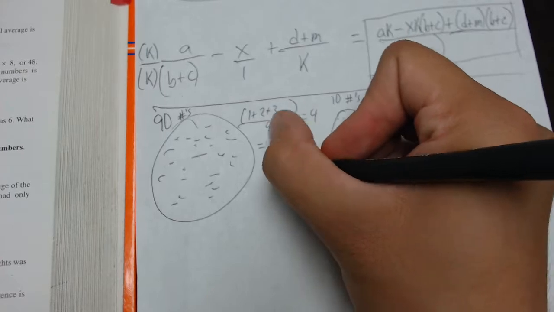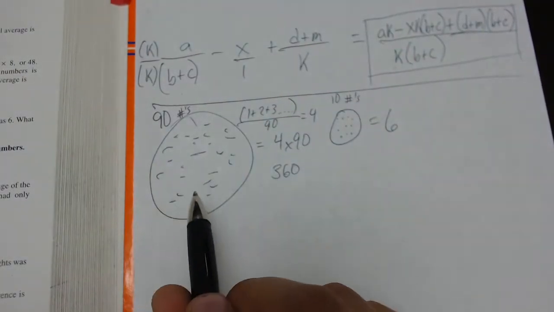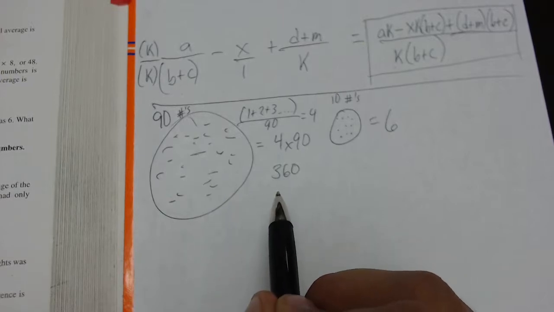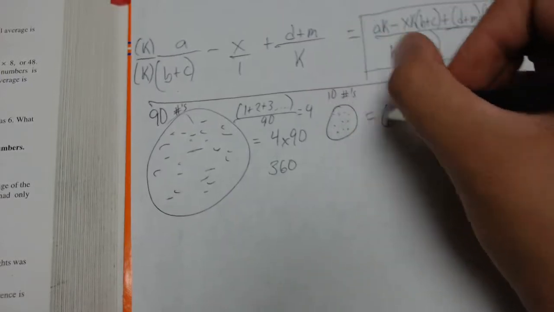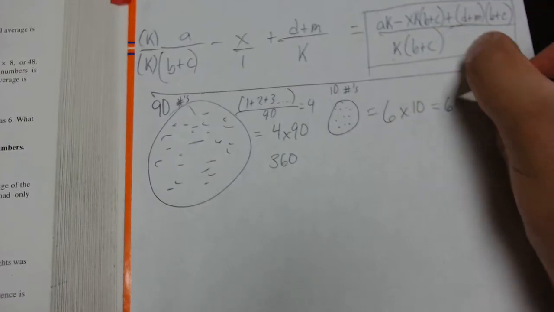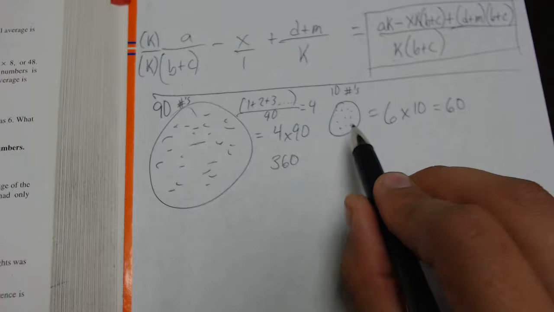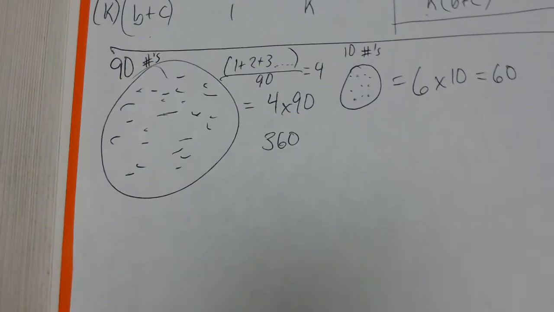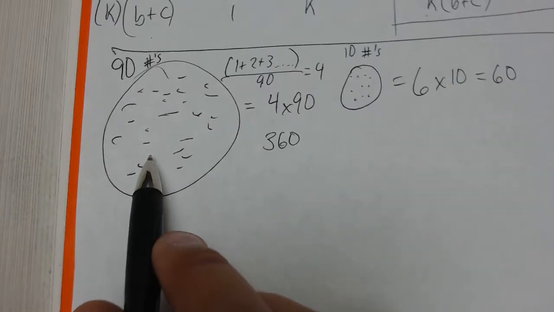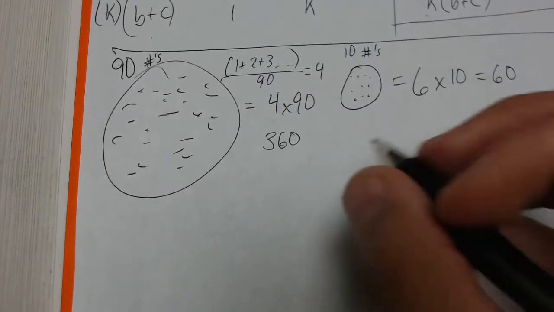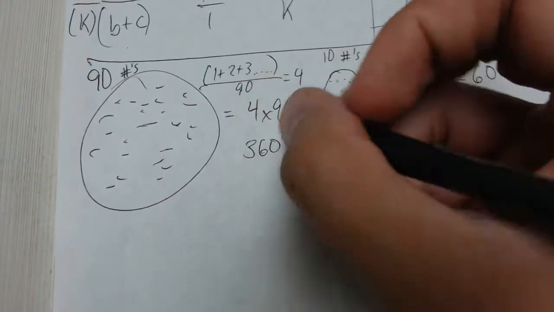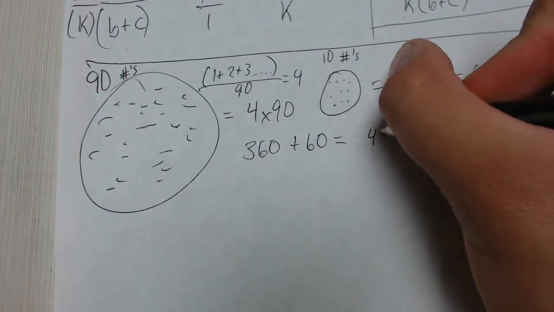4 times 90 gives me 360. And even though I don't know what all 90 of these numbers are individually, I know they all add up to 360. And same thing with this group of 10. I'll take the average, I'll multiply it by the number of numbers. I get 60. And then even though I don't know what these 10 numbers are, I know that their total amount adds up to 60. So now that I've got the total of the 90 and the total of the 10, I'm just going to add those totals up together, which is 360 plus 60 gives me 420.